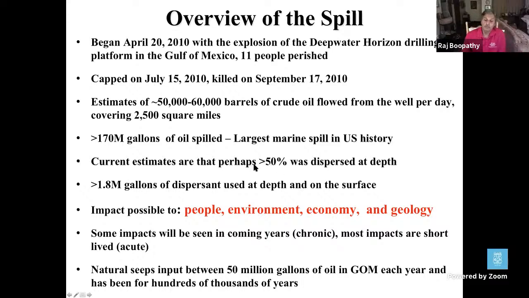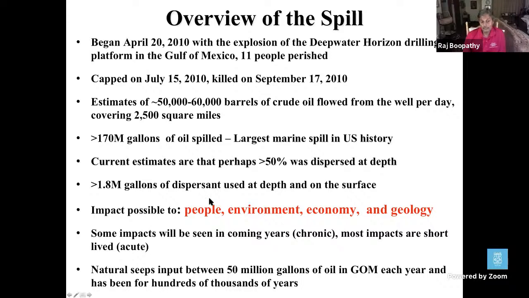More than 50% of them were dispersed at depth, like 10,000 feet below, 5,000 feet to the surface and then below. During that time, they used 1.8 million gallons of dispersant, a commercial one called Corexit 6500 from Nalco Chemicals. They used the dispersant at the site where the oil is coming from below the seabed, and also used it aerially. They applied it in the open ocean.